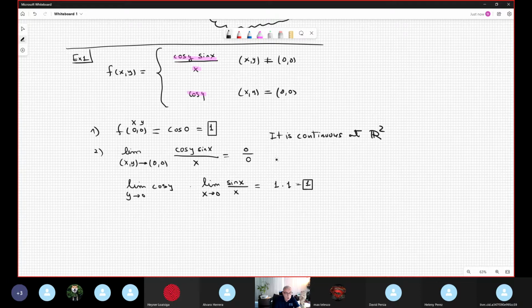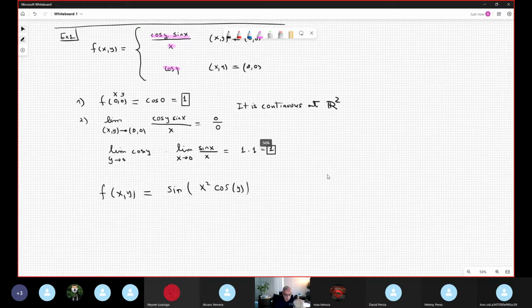Suppose, hypothetically, f of x, y is equal to sine of x squared cosine y. What do you think? Is it continuous or not? Oh, yes, because the composition of cosine, sine, and power, everything is continuous. So the conclusion is it is continuous. End of the story, and the limit always exists. Maybe we have domain and range, but that is not the point. The point is to be continued.